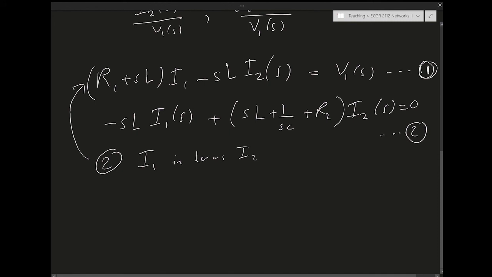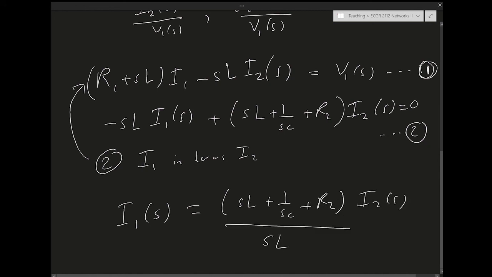So what would I1 be? Let me take I1 to the other side. I'm going to have I1(S) equal to, dividing by SL, (SL plus 1 over SC plus R2) I2(S) over SL. I just rearranged equation 2. That's all I've done.